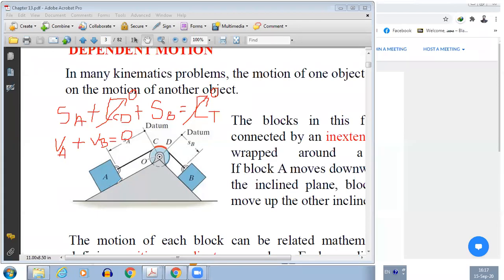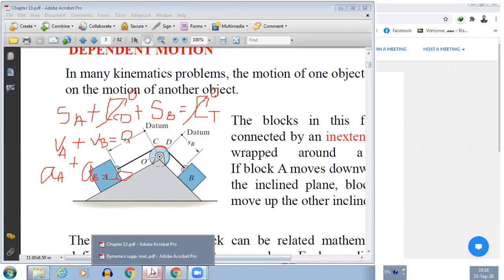So now we have related the velocity of particle A and the velocity of particle B. VA plus VB equals 0. That means VA is equal to negative VB. So this is the relationship between the velocities of A and B. Similarly, if we want a relationship between the accelerations of A and B, we can differentiate once again. Once you differentiate it once again, it will become acceleration AA plus acceleration AB is equal to 0.